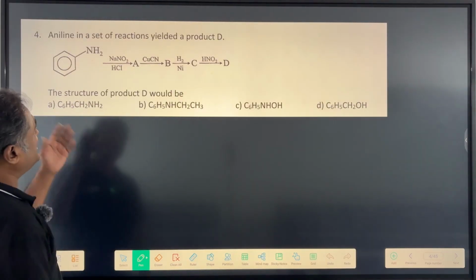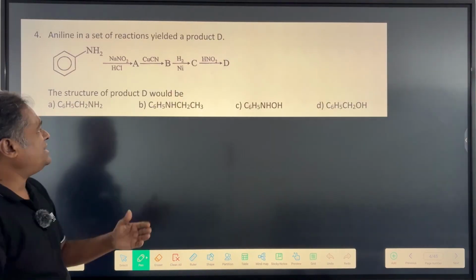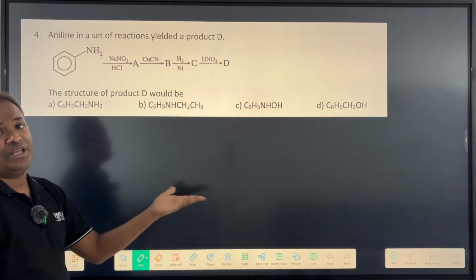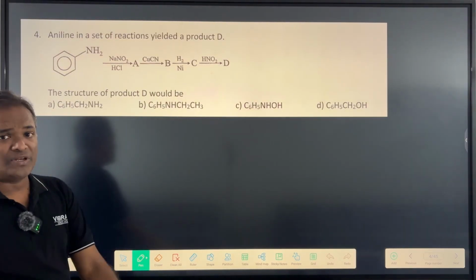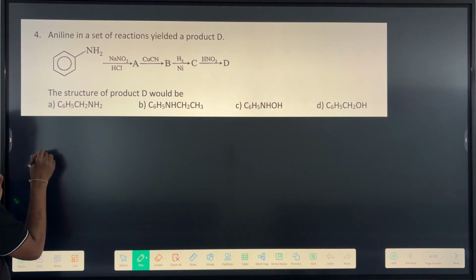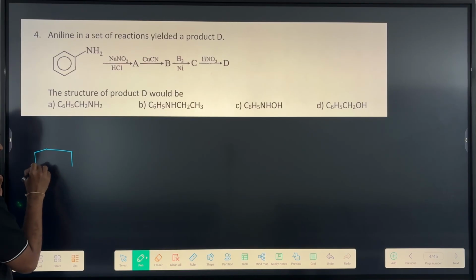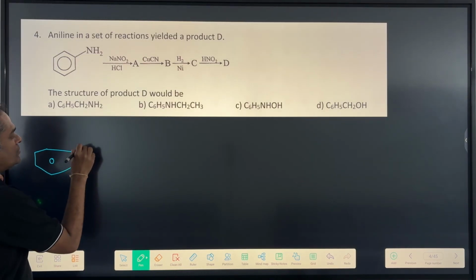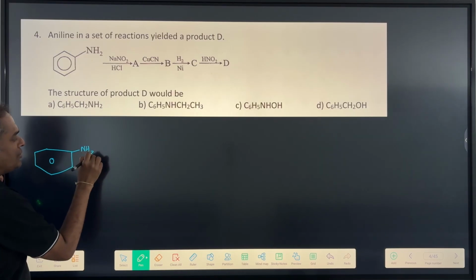Now child, this is a reaction where you have to identify A, B, C and D, but finally we want our D product. Now let's see what this reaction is. The starting material given to us is a benzene which contains an NH2 group. Can I call it an aniline unit?